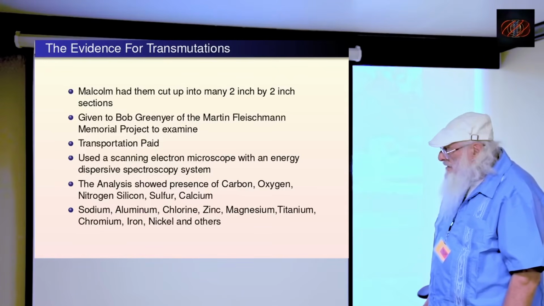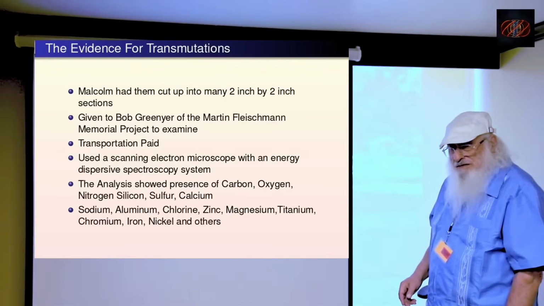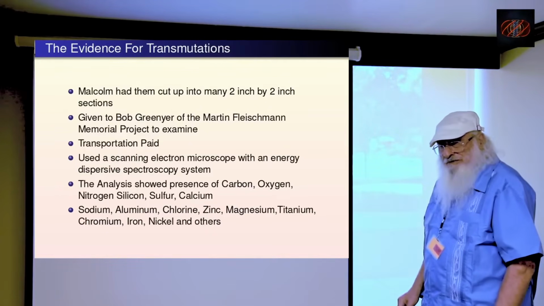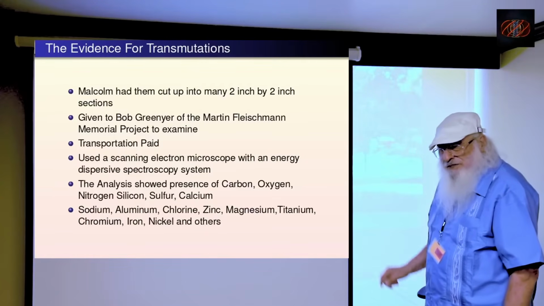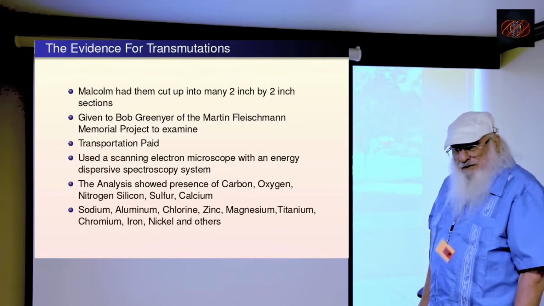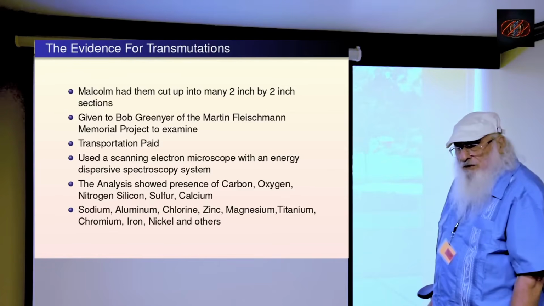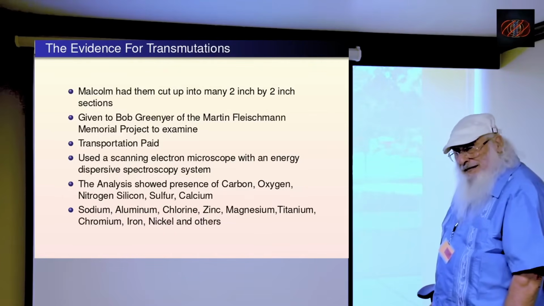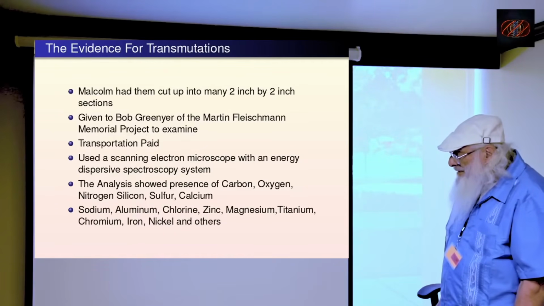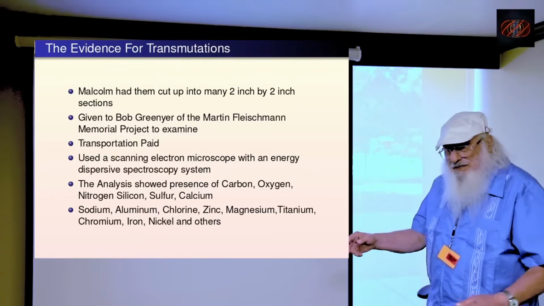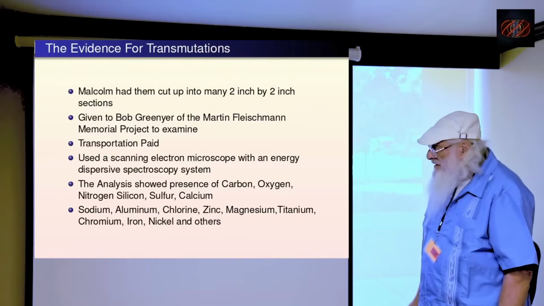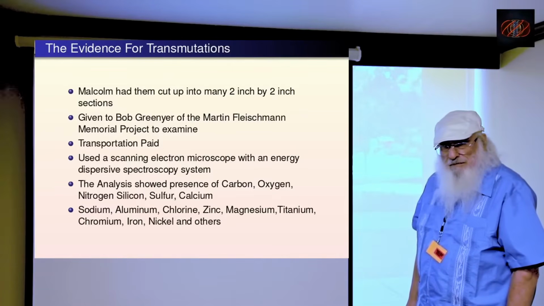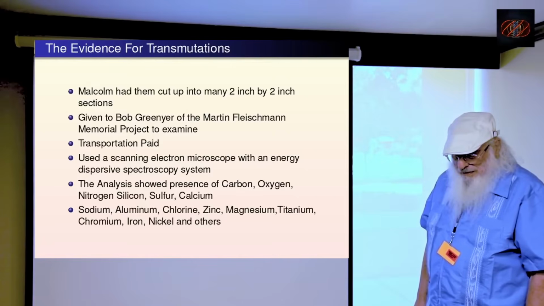Silicon? Sulfur? Or maybe you can say that this was a gas-driven thing, a natural gas. Maybe you say some of the sulfur came from a natural gas. Fine. Calcium. Sodium. Aluminum? Really? Chlorine? Zinc? Magnesium? Titanium? Chromium? Iron? Well, the iron, you can say it's stainless steel. It's coming from the steel. Nickel? And there are others yet. That's a difficulty.